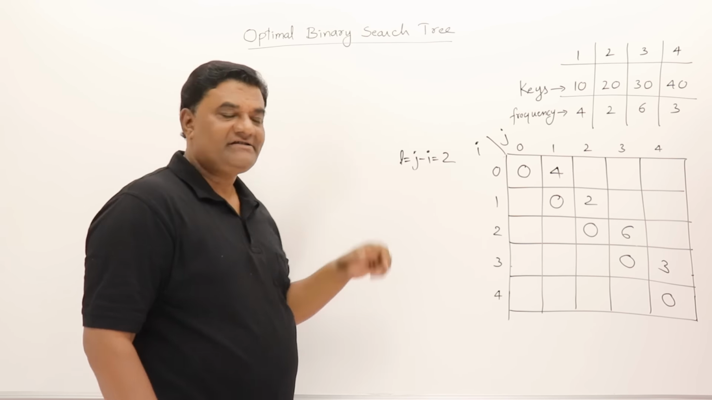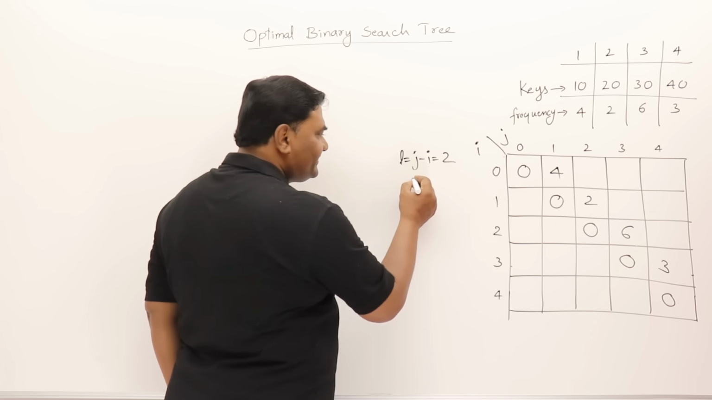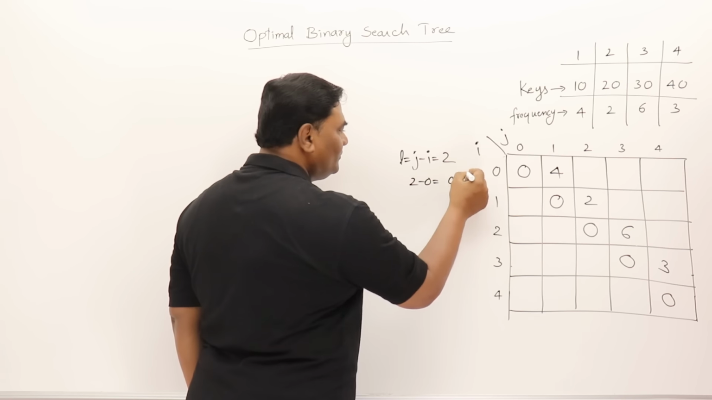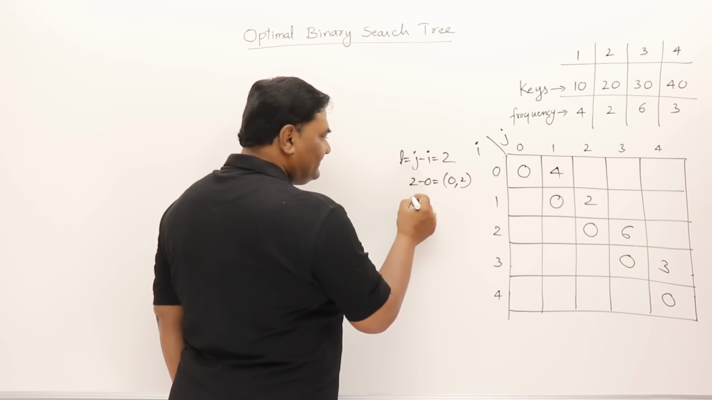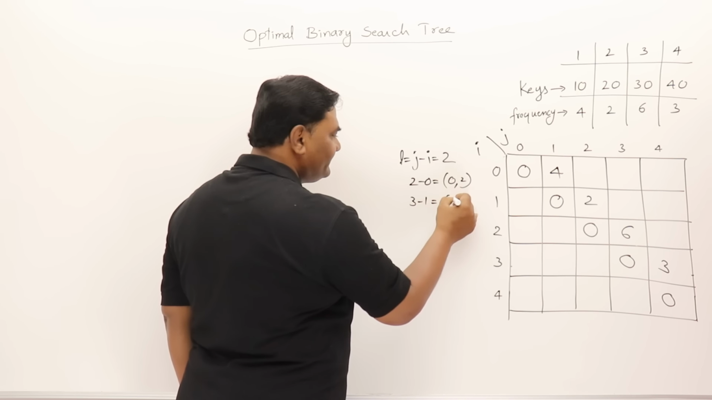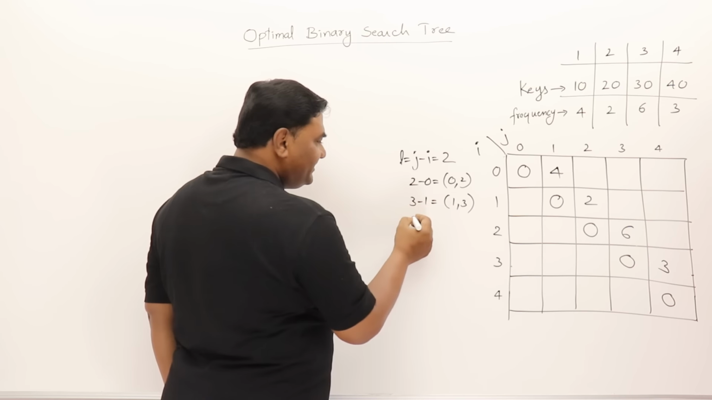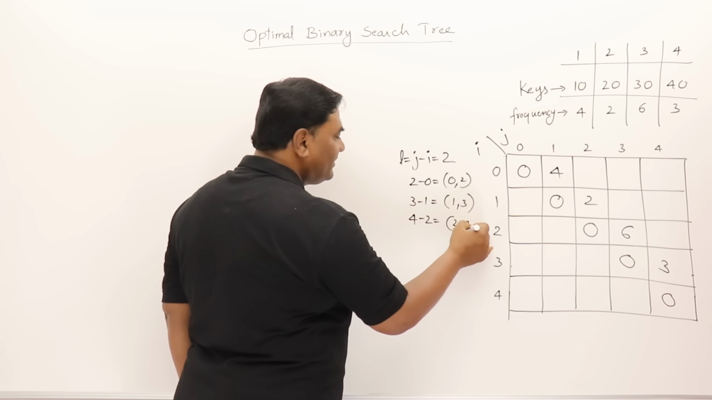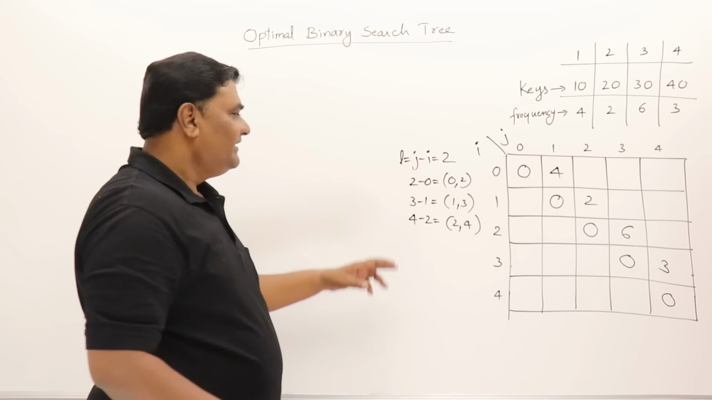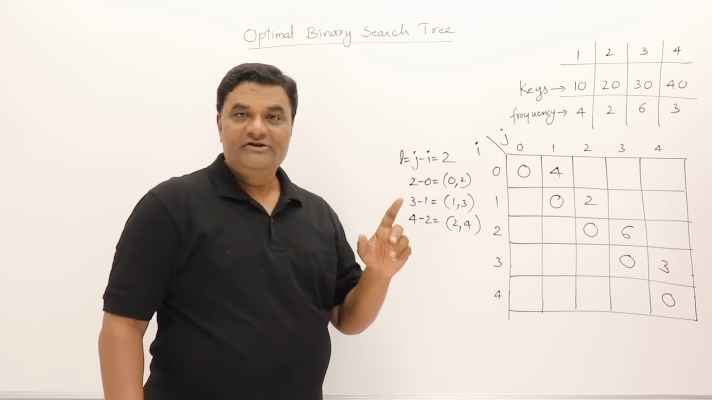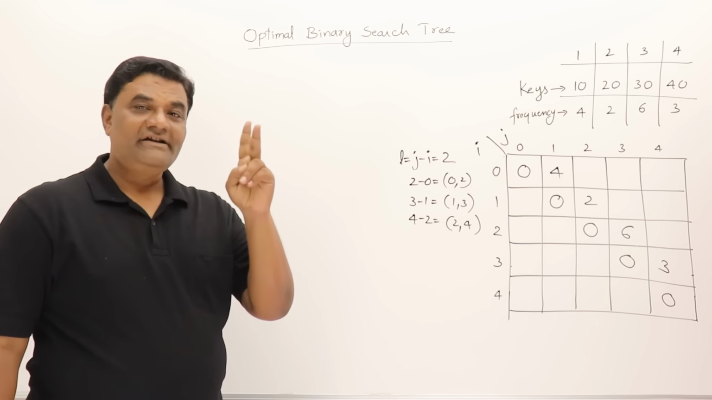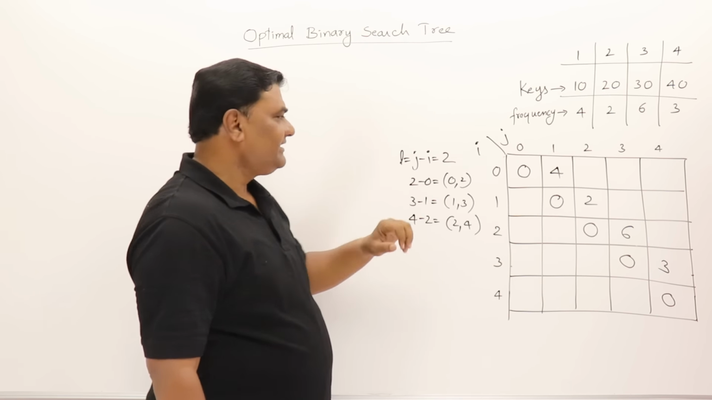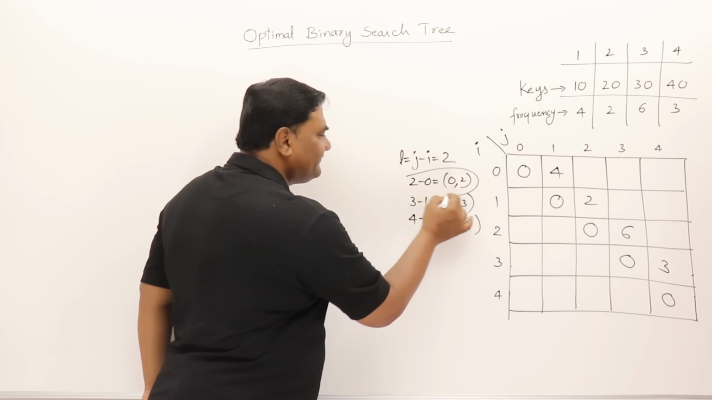Now when this j minus I will be equal to 2, so this will be for 2 minus 0, this is 0, 2, and 3 minus 1, this is 1, 3, and j will be 4 and I will be 2, so this is 2, 4. So for these things, j minus I value will be 2. So it means I'll be considering two keys. So I will consider first key and second key first. So that means I will take this one first.